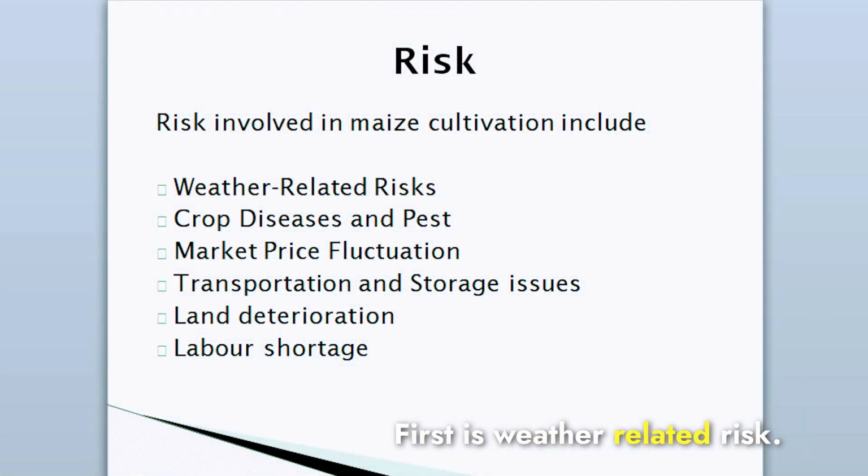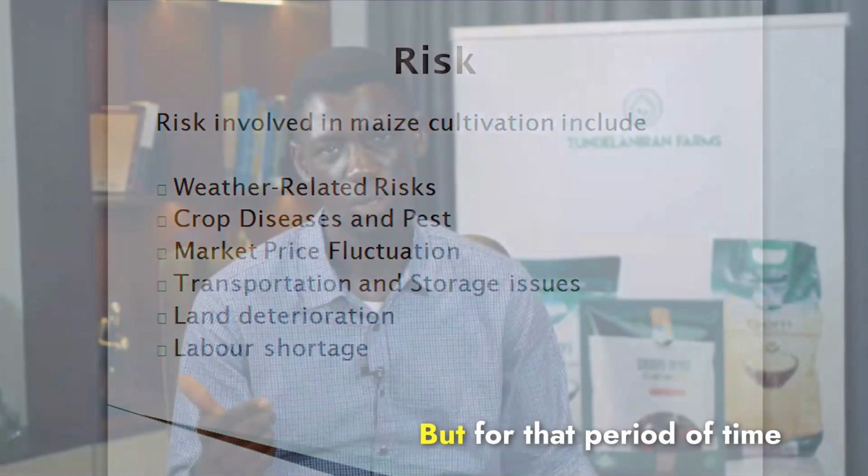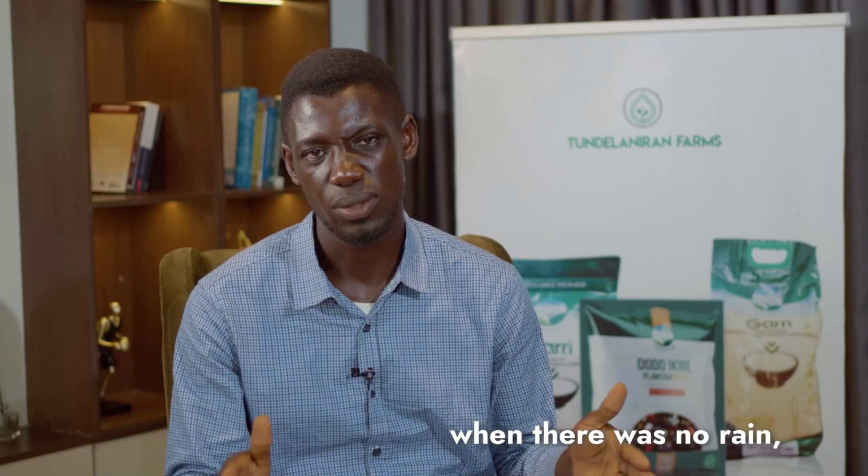First is weather-related risk. Like I said, when you have drought for a period of time, although you might not have total crop failure, it will affect the yield, even though the crop might later recover. But for that period when there was no water, no rain, it will definitely tell on the yield of your maize farm.